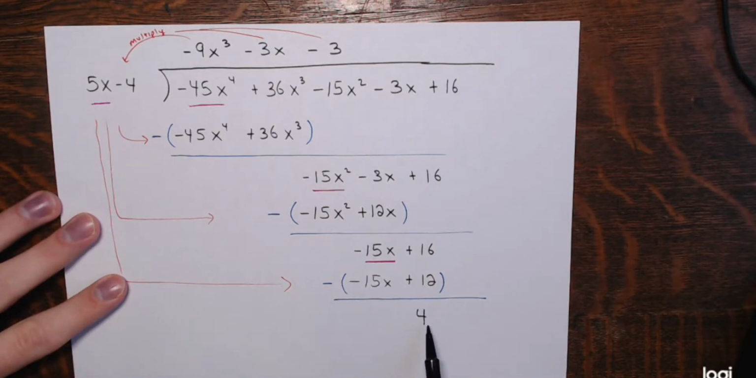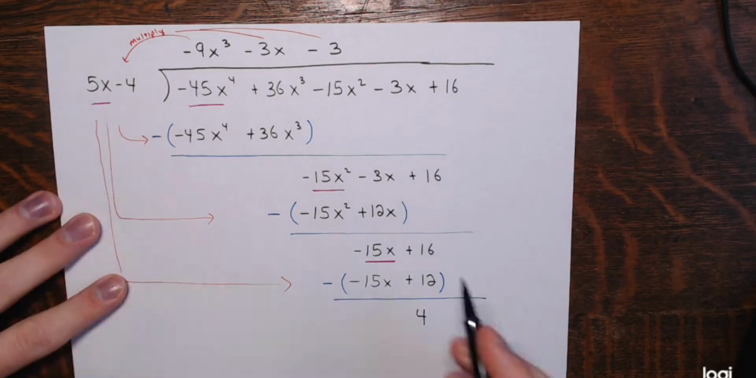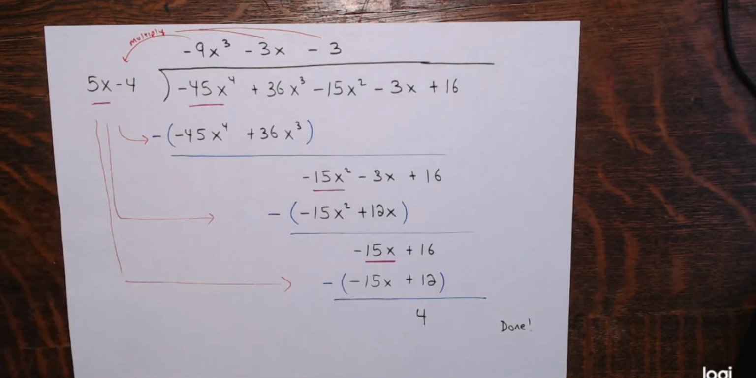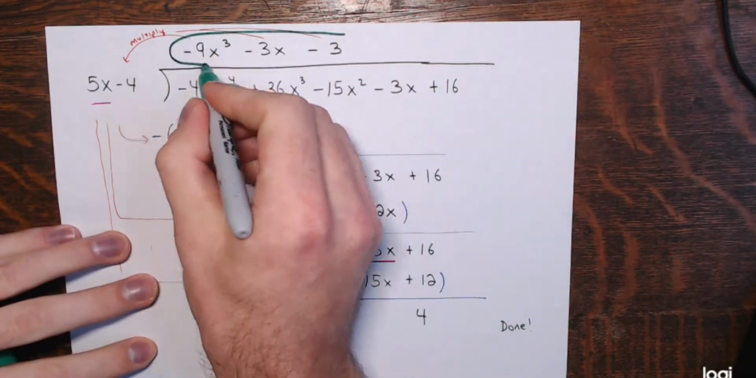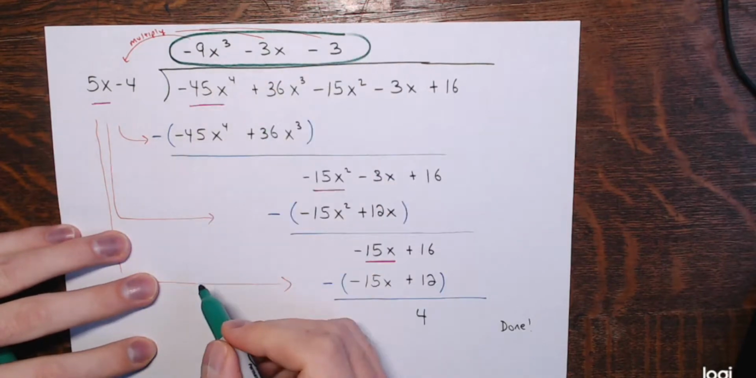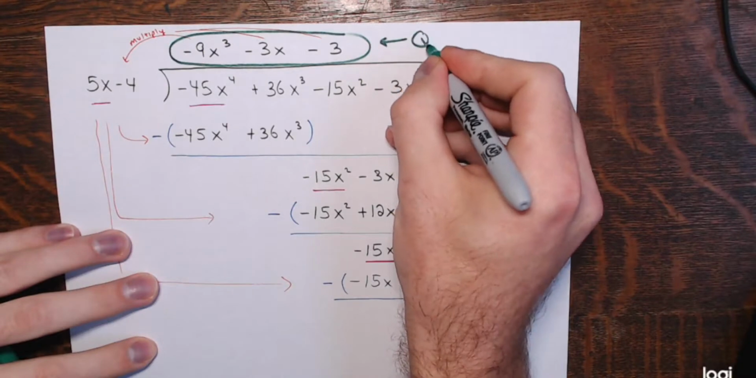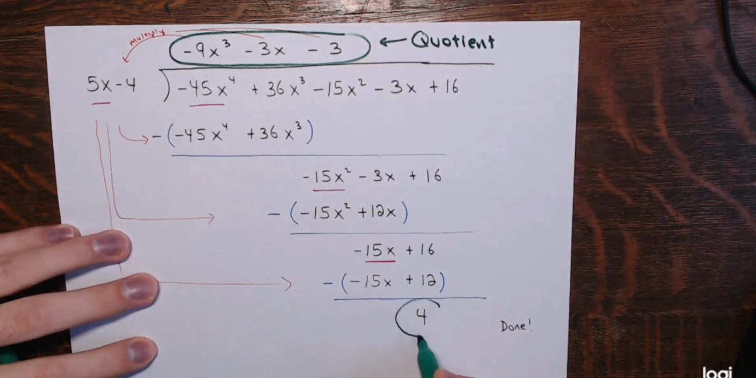And this has degree 0. The divisor has degree 1. We're done. Right, this has a smaller degree than the divisor. All right, so once again we can point out the quotient and remainder. Right? The quotient is all these terms that were written above the symbol after the division steps. Right, there's the quotient. And the remainder is this thing here that's after the last subtraction step.